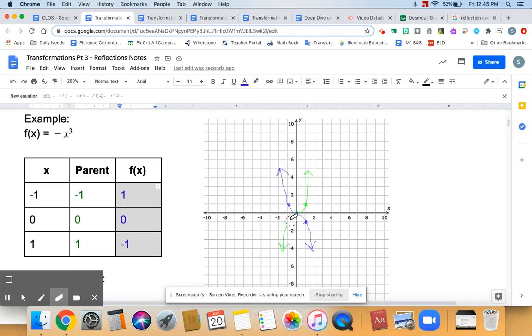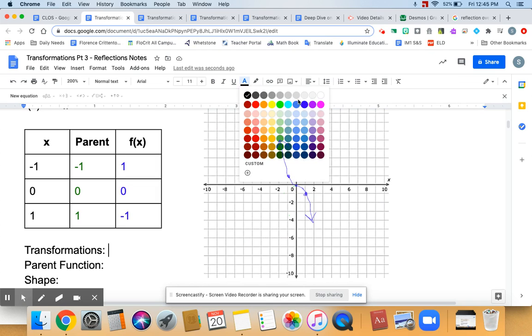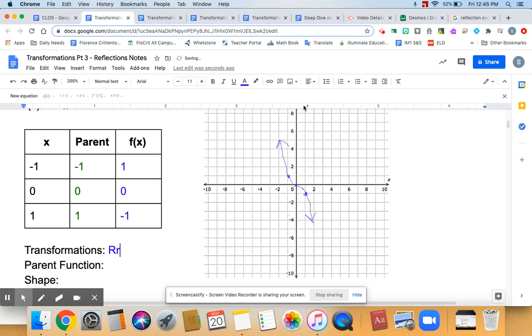So to erase the parent function so you can see what the new graph looks like, that would be the answer for the reflected one for this graph. So the transformation in this was a reflection over the vertex.